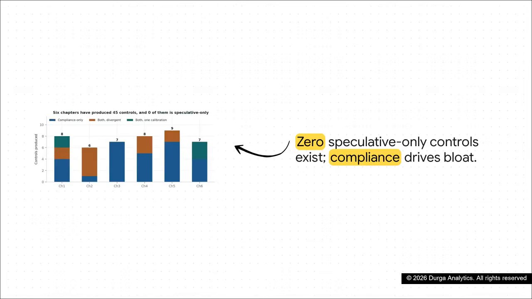Now here's a massive structural asymmetry you really need to understand. Out of those 45 controls, absolutely 0 of them are speculative only. Every single control we had to add was made necessary by the compliance obligation. Standard trading desks already have limits and stops for their speculative views. The statutory compliance obligation, that unyielding, hard requirement to surrender allowances, is the true source of our incremental control burden.